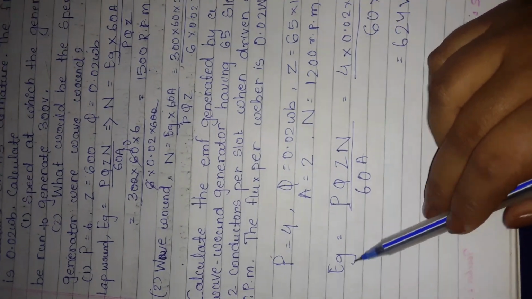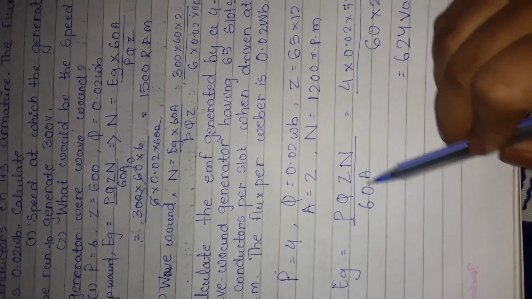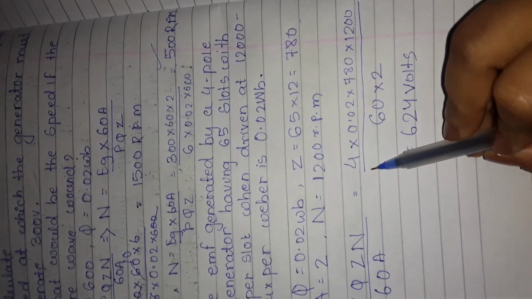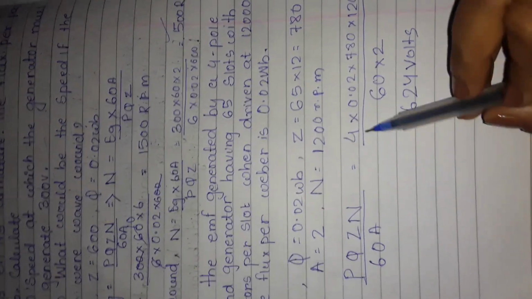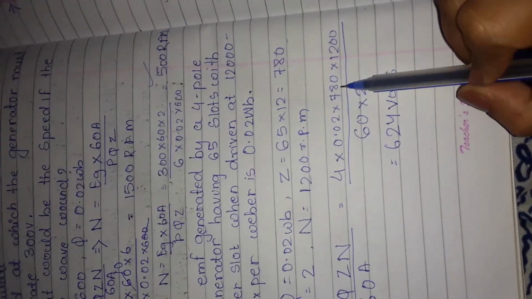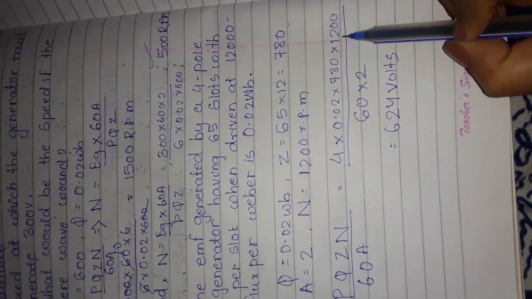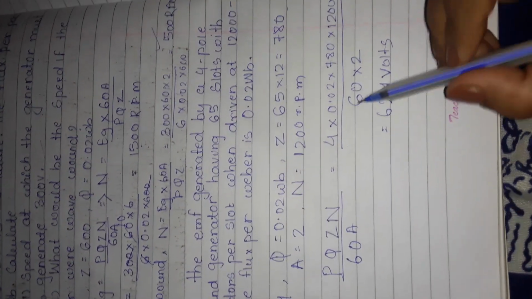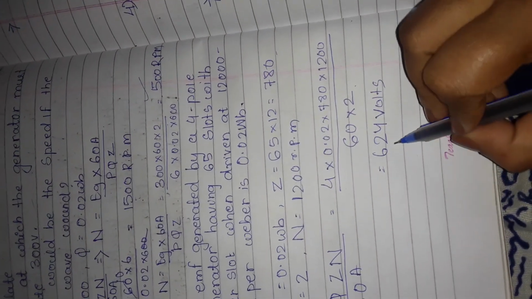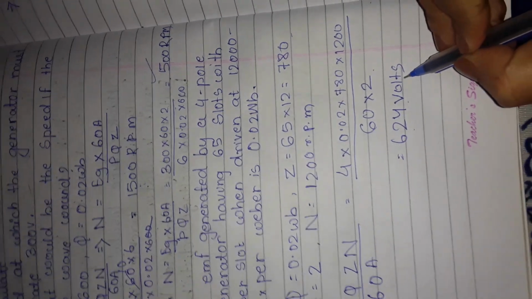Generated EMF is equal to P phi Z N by 60A. It is a 4-pole, so I have put in all the data: 4 into 0.02, Z is equal to 780, and speed is equal to 1200, divided by 60 into 2. So by solving all these, we will get 624 volts.